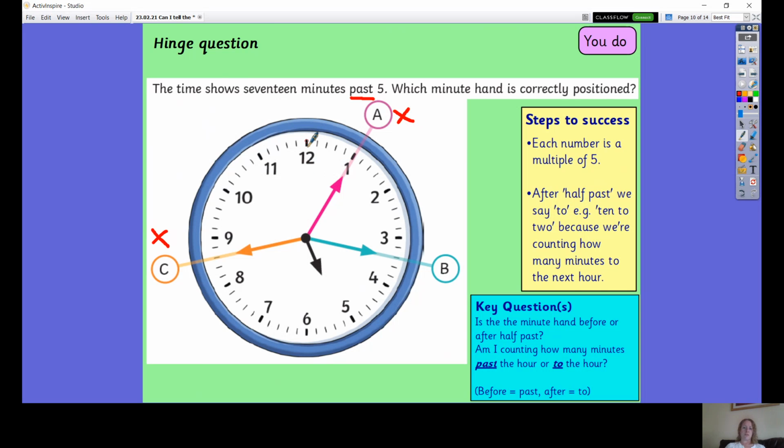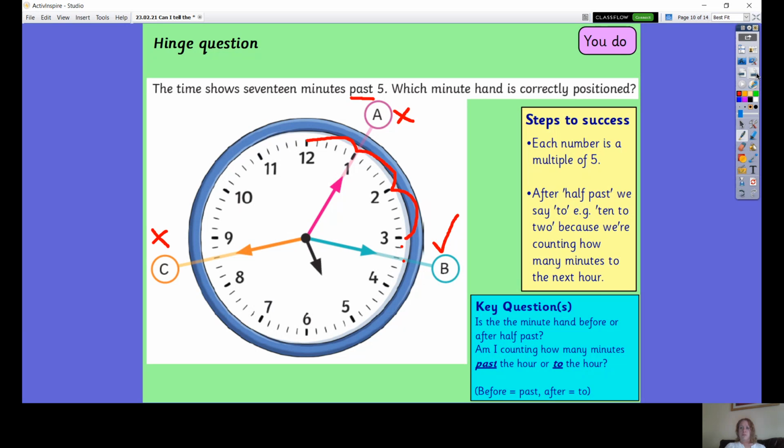I'm going to check. So let's start on 12 and count round to B. 5, 10, 15, 16, 17. Yeah, there we go. So it's 17 minutes past 5. So the answer is B.